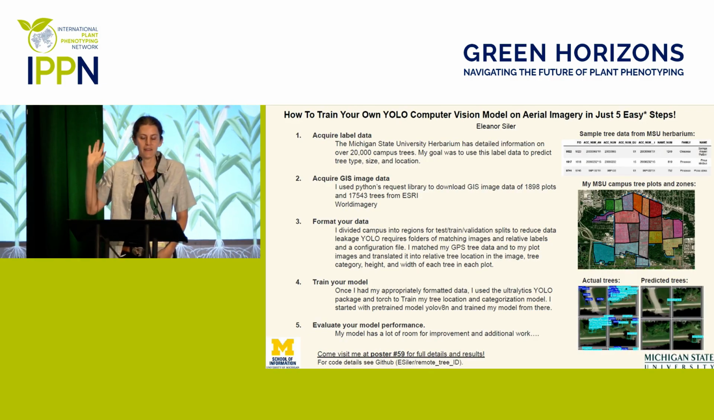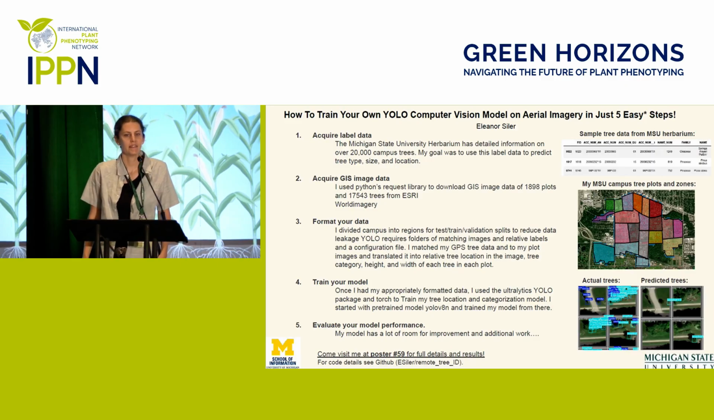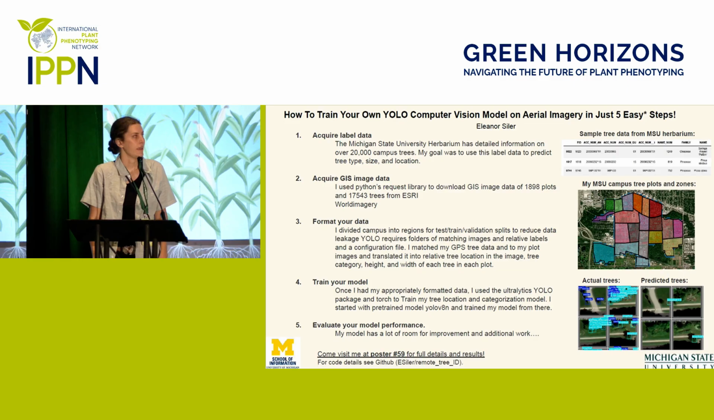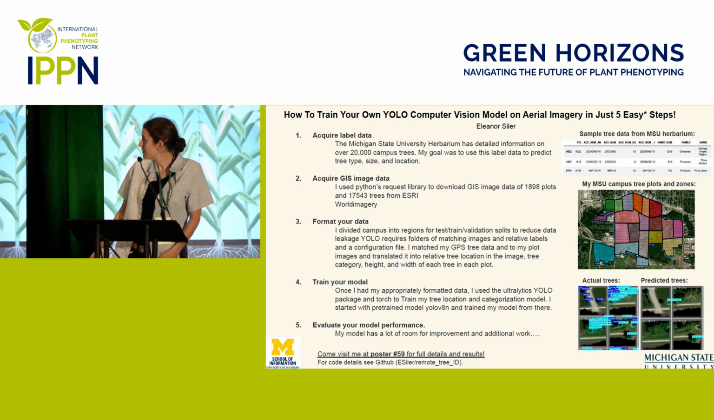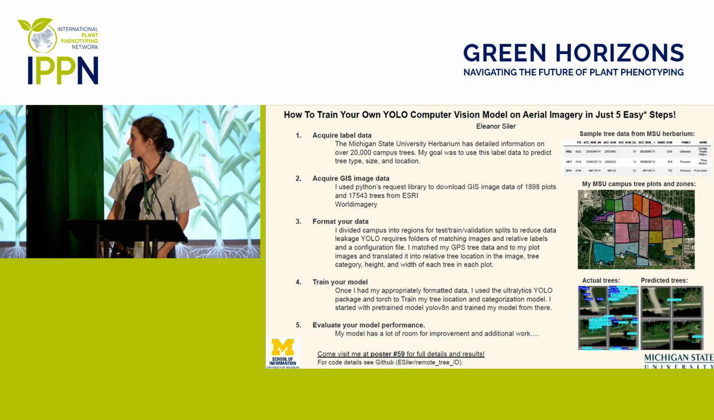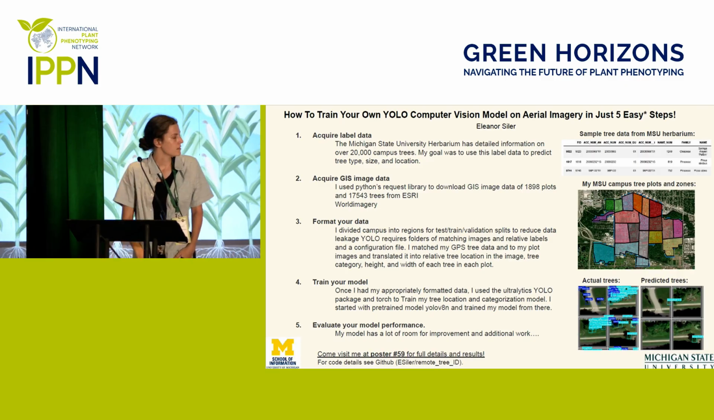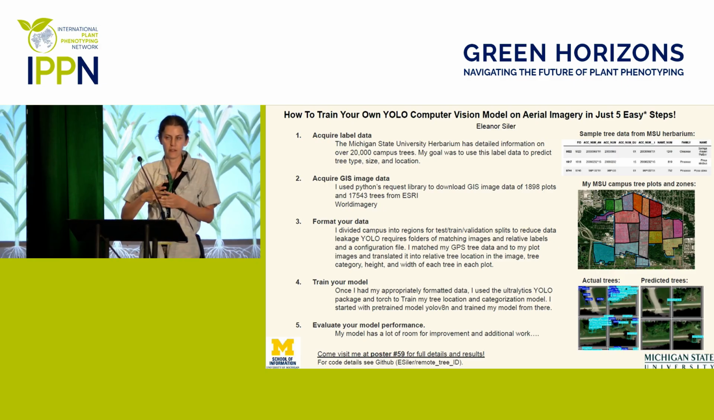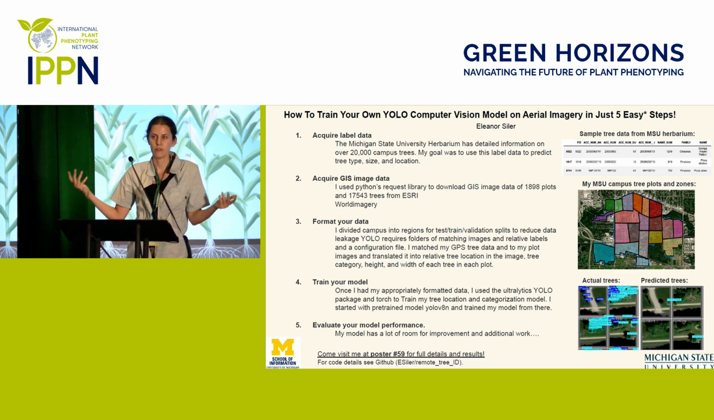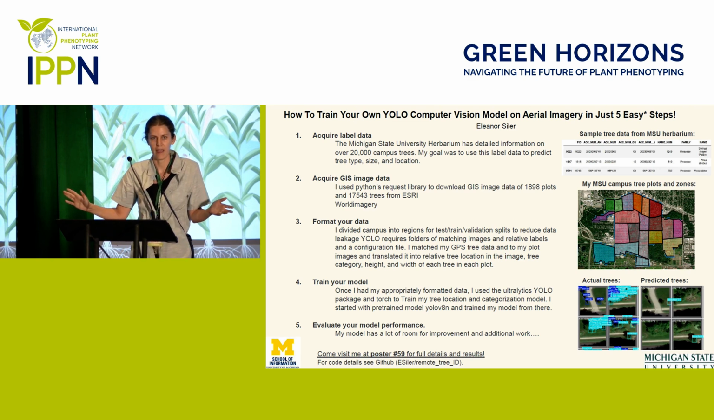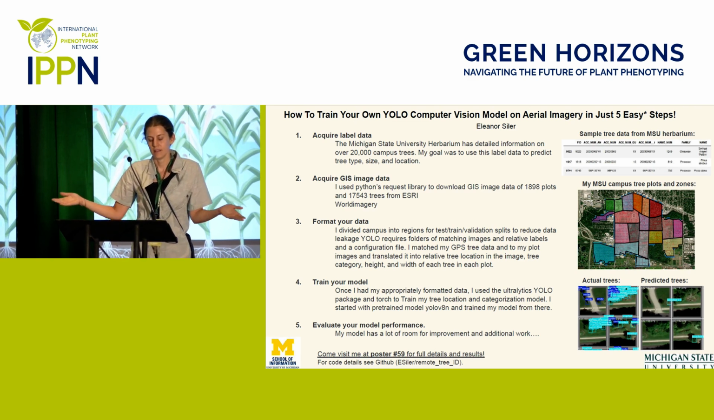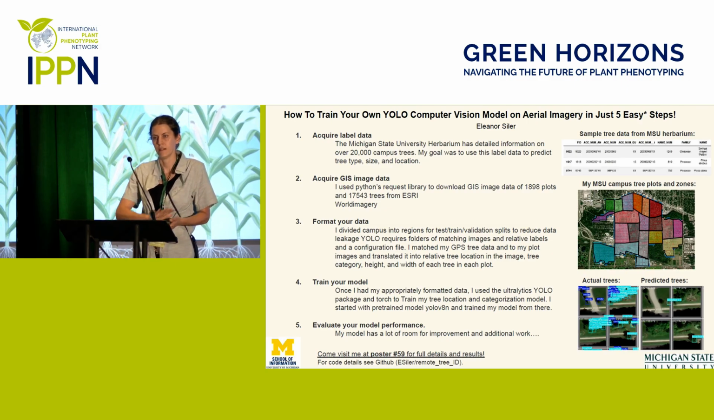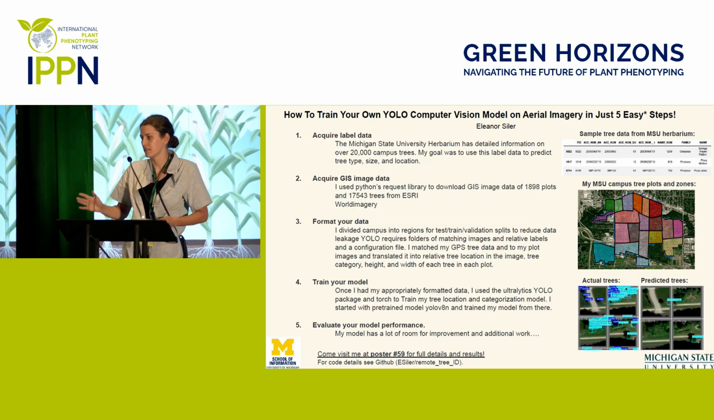Hello, I'm Eleanor, and I'm here to share a data science project I did on tree phenotyping and tell you how to train your own YOLO computer vision model in 5 easy steps. So YOLO stands for You Only Look Once, and it's a very popular category of computer vision models. It's named that because it does localization and classification in one pass, therefore being faster.